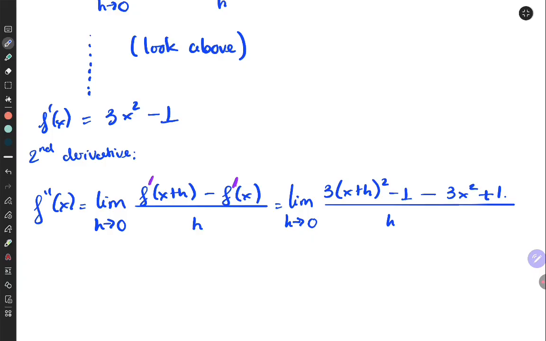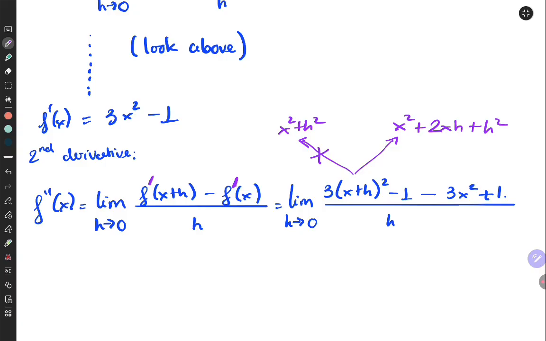Very important to know that this is not equal to x squared plus x squared. In fact, it should be like that. You're going to see that a lot. Make sure you get that.